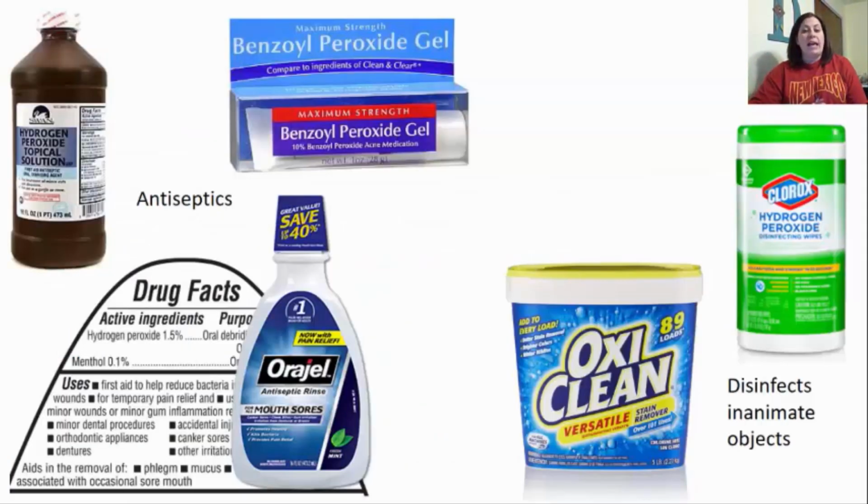So again, if we take a look here, we have the difference. The antiseptics can be used on the skin. You have the hydrogen peroxide, the Aura gel, the benzoyl peroxide gel for acne. On the other hand, they also can be found in some disinfectants like OxyClean, and also Clorox with hydrogen peroxide. And of course, they're disinfectants if they're going to be used to clean inanimate objects.